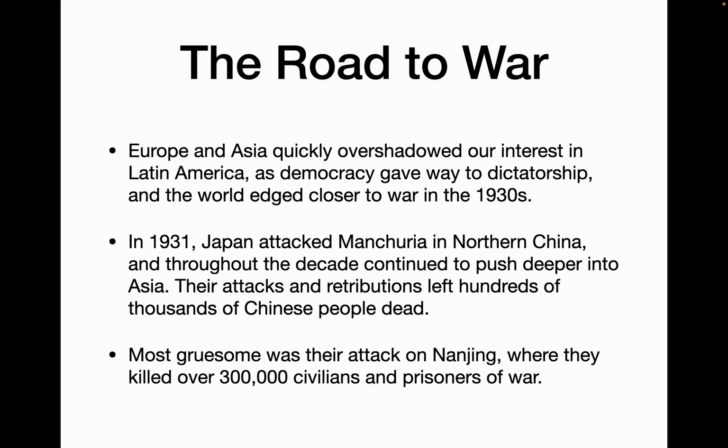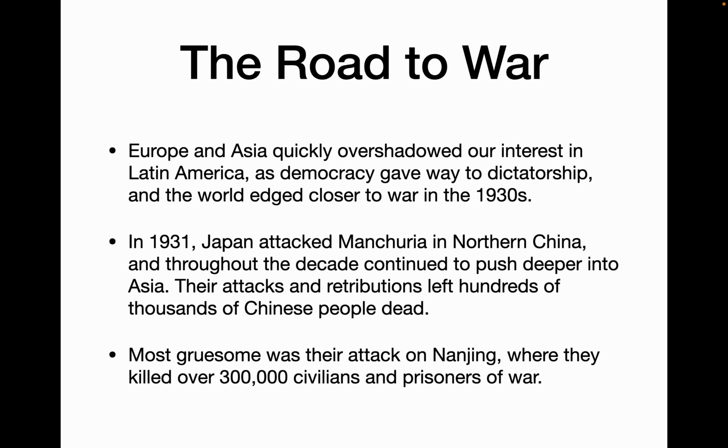Now, Europe and Asia very quickly overshadowed the whole Latin American Good Neighbor policy thing. They were still our allies throughout the war, but Asia and Europe suddenly sort of loomed large in front of us. In 1931, Japan attacked northern China, the area called Manchuria, or Manchukuo, depending on where you are.